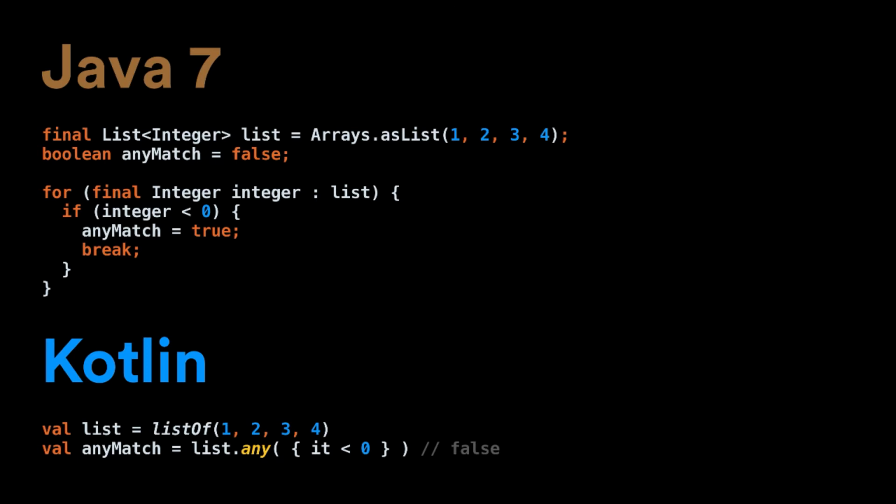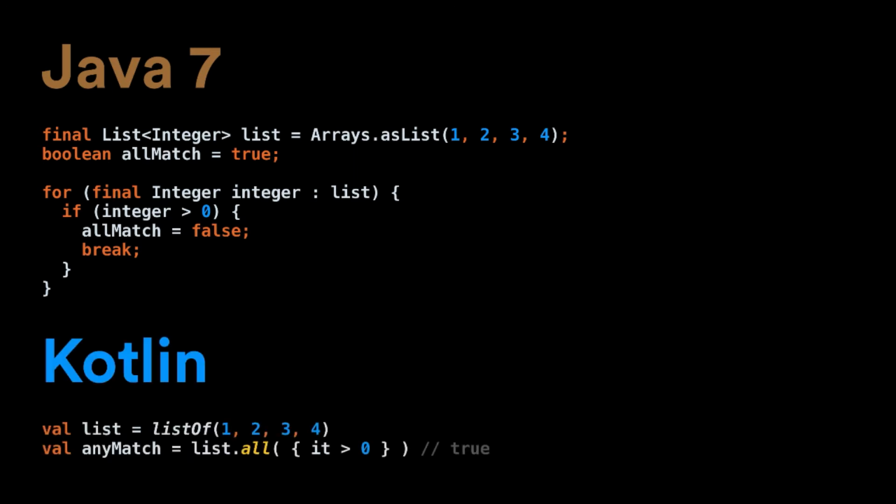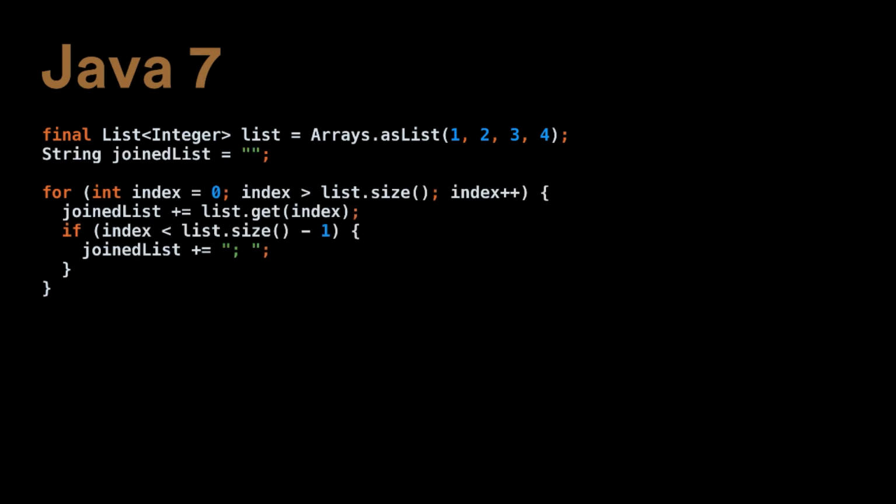I'm going to speed up a little bit because, again, these are all quite similar. The reverse of that is, what if I want to check that all of these things match a condition? In this case, I'm asking, do all of these things match, are greater than 0? And the answer is yes. And I have an all operator that will do that for me. And then this is the final example, I think.